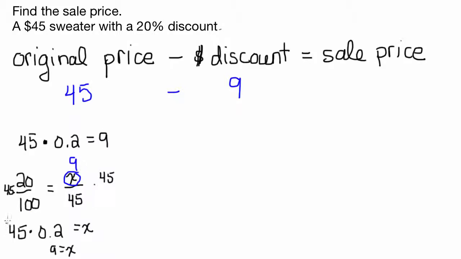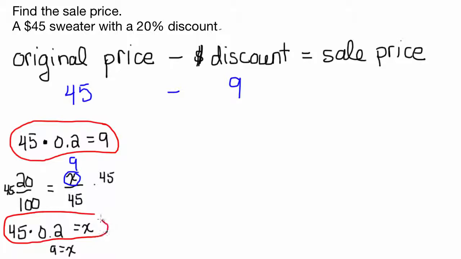Now, the thing I want you to notice is take a look at this. I said up here, all you had to do first was just the original price times the percent discount written as a decimal, and that's going to equal your dollar discount. Well, look what ended up happening down here. We did the same thing even when we used the ratios. So it doesn't really matter which way you do it.